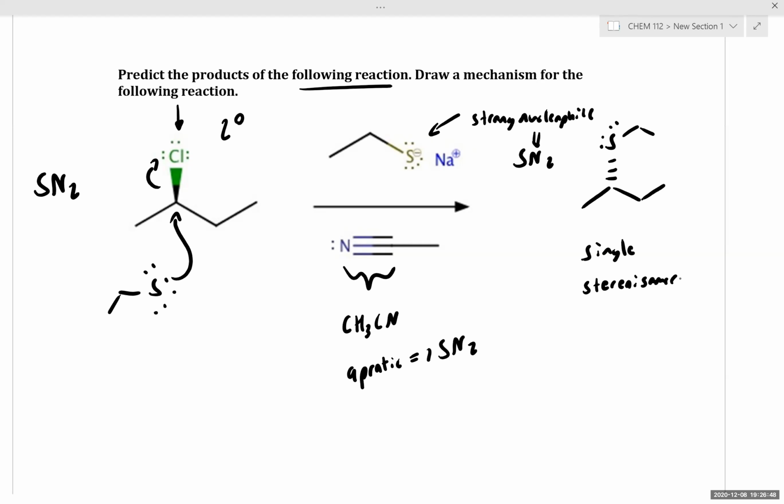Any questions on this example? So this is a good stopping point for today.